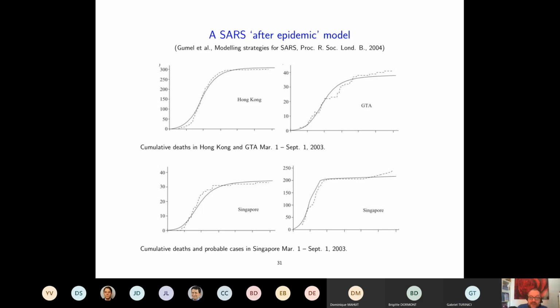Okay, don't worry. So if you compare the results of this model with the real data, we can see that there is a very good fit. Here you can see the cumulative death in Hong Kong, and this is the same for the Greater Toronto area. These are only samples, but there are many in the paper. Here you have the cumulative death in Singapore, and here you have the probable cases. The cases of SARS were defined just as probable at that time, as we have seen before.